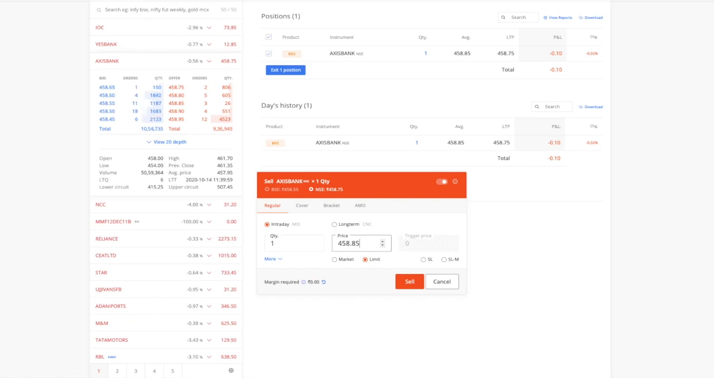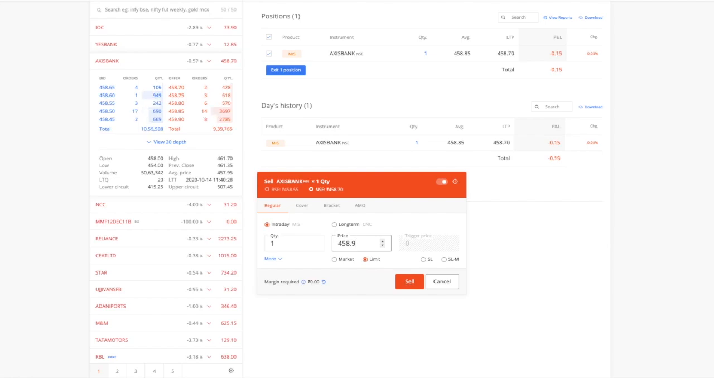So when we are using a limit order, the same logic applies. Currently the price is at 458.75. Now, if I want to sell this off only once the price goes above 458.9, I could keep a limit order to sell this stock at 458.9. That means only once the price goes above 458.9, I'll be selling it off. Until the price goes above 458.9, I won't be selling it. I'll be holding it. Understand?